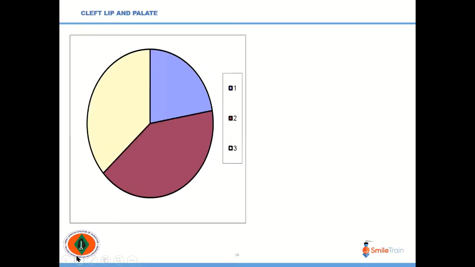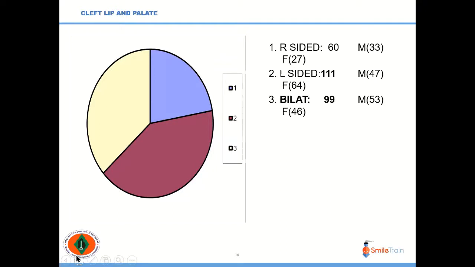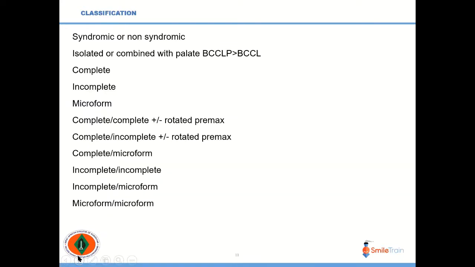But when you have lip and palate in association, you find out that the right-sided is less common than bilateral. So bilateral lip and palate is more common than isolated bilateral lip. That's the point I wanted to show from here. That's also found in other clients. And the male-female ratio is almost the same.